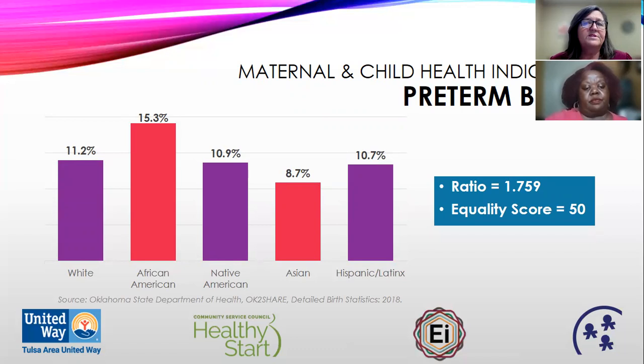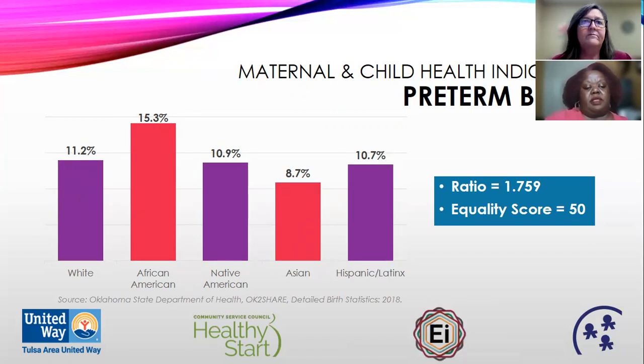So preterm births are live births occurring prior to 37 weeks gestation and are one of the primary direct causes of infant death. Preterm birth increases the likelihood of developmental delays and other long-term health problems. African-American women in Oklahoma are almost twice as likely to deliver a baby preterm as are Asian women, at a rate of 15.3% and 8.7% respectively, for a score of 50.